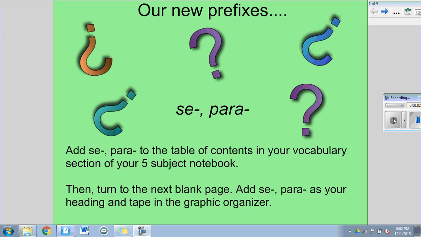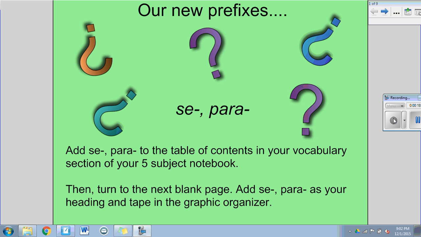In today's lesson, you are going to learn the prefixes se and para. Please add se para to the table of contents in your vocabulary section of your 5-subject notebook. Then turn to the next blank page. Add se para as your heading and tape in the graphic organizer.